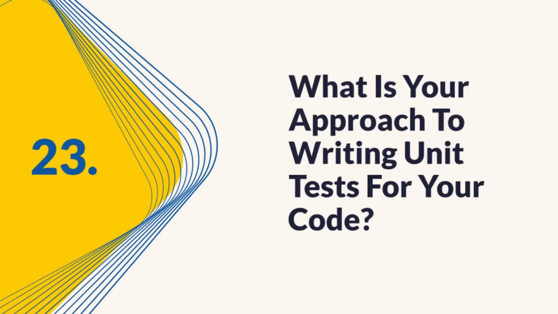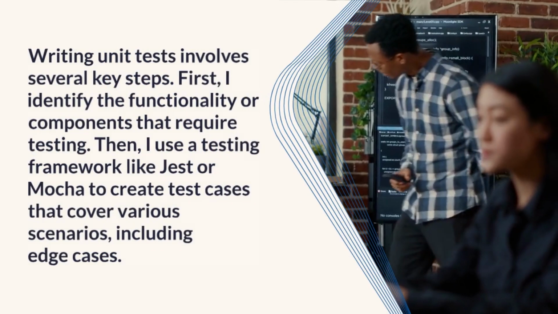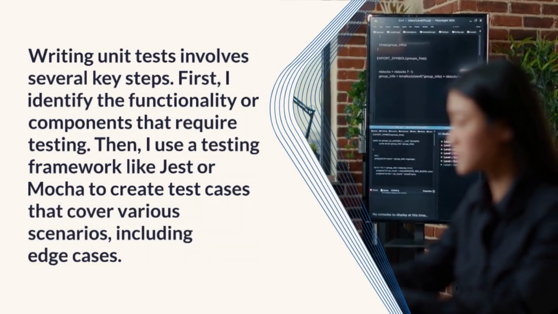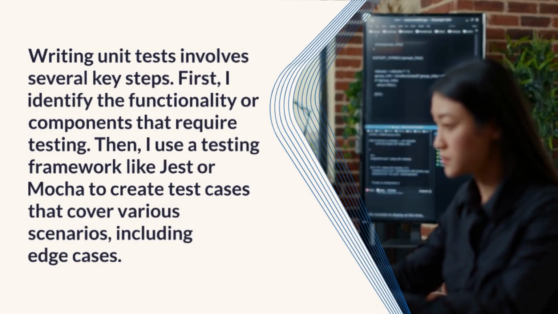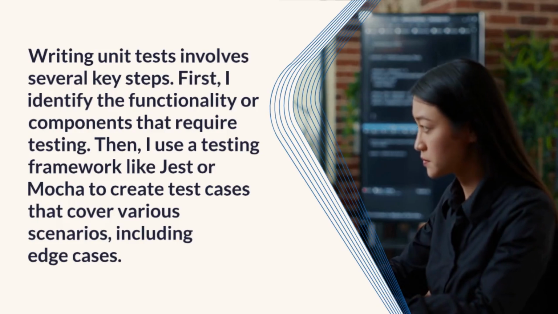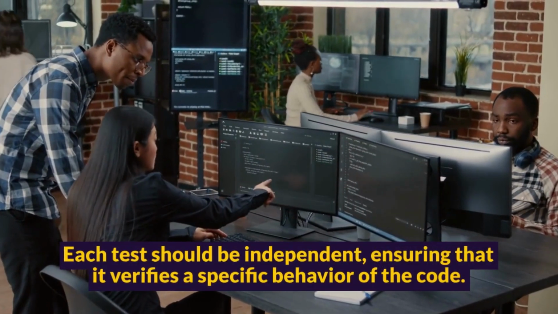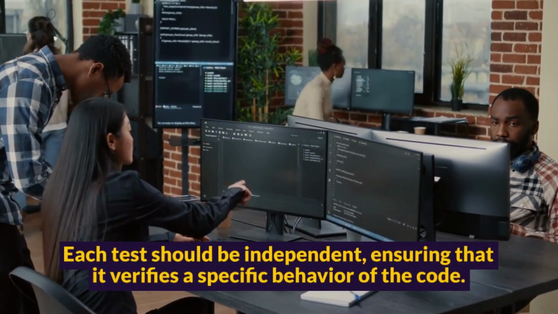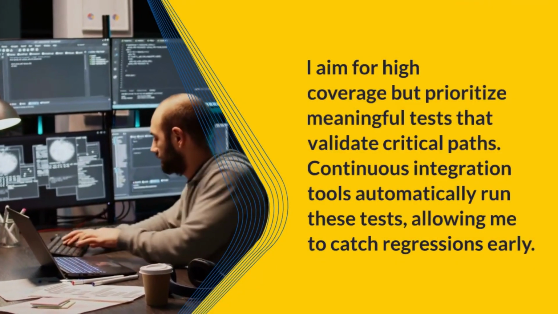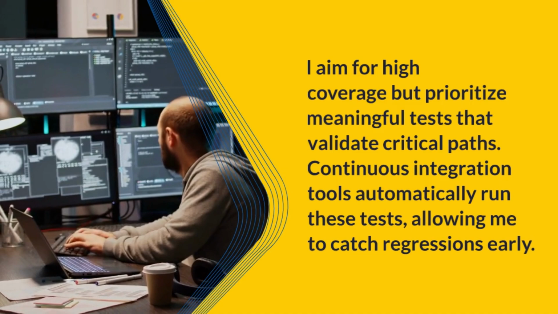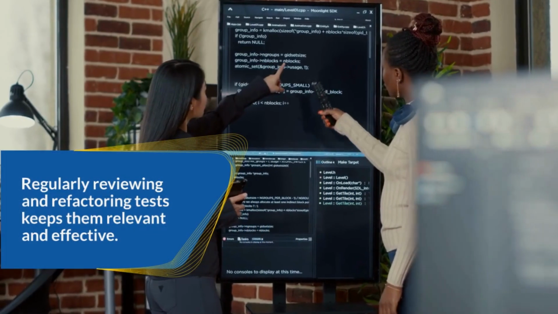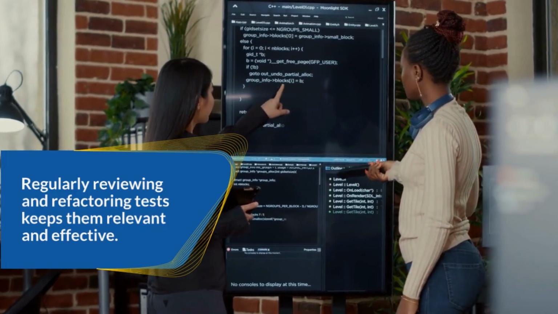23. What is your approach to writing unit tests for your code? Writing unit tests involves several key steps. First, I identify the functionality or components that require testing. Then, I use a testing framework like Jest or Mocha to create test cases that cover various scenarios, including edge cases. Each test should be independent, ensuring that it verifies a specific behavior of the code. I aim for high coverage but prioritize meaningful tests that validate critical paths. Continuous integration tools automatically run these tests, allowing me to catch regressions early. Regularly reviewing and refactoring tests keeps them relevant and effective.